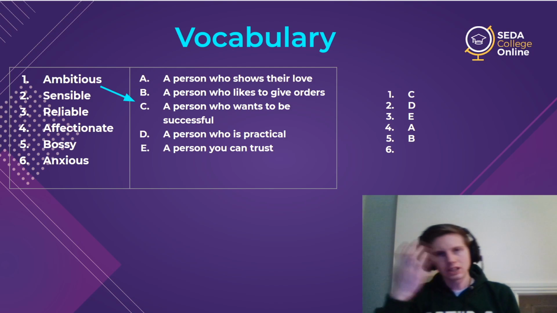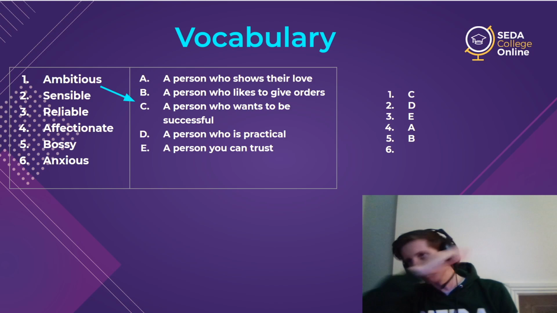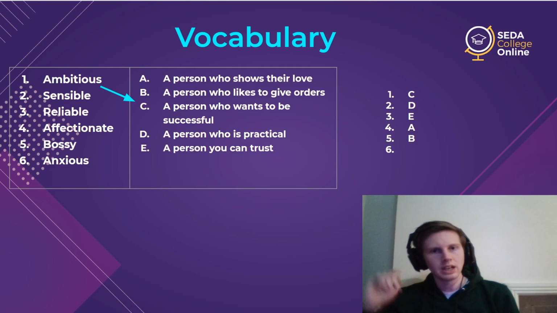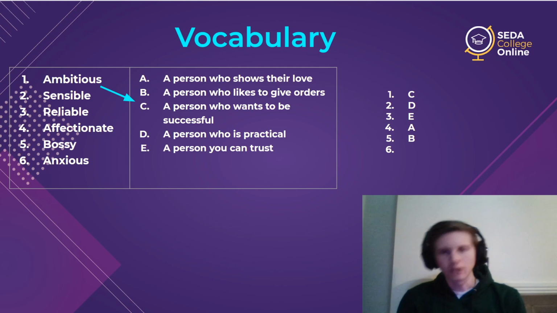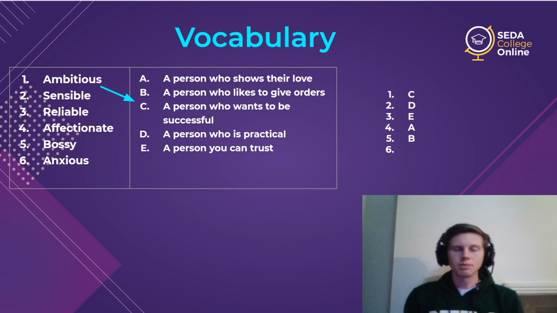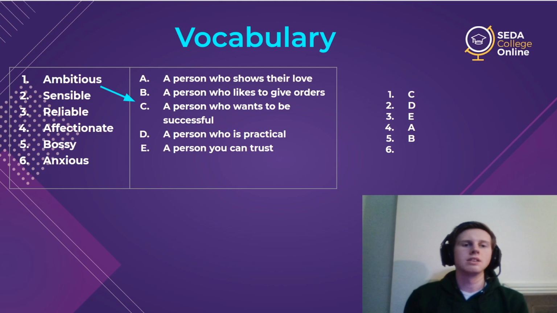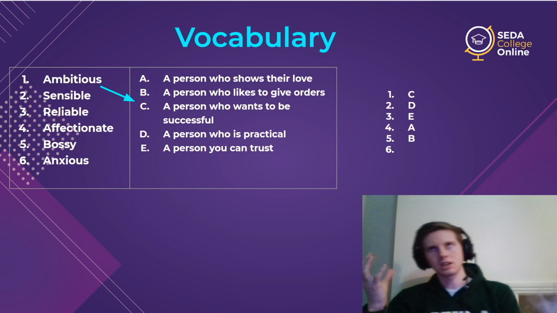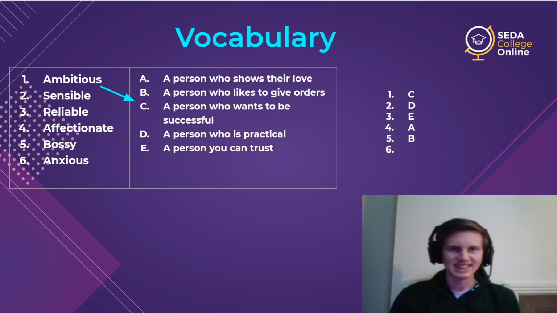When a dog licks your face or a cat rubs across your legs, they are being affectionate. They are showing their love. And then number 5, bossy, is B, someone who likes to give orders, or you're a boss. Boss, bossy, you can see the connection.